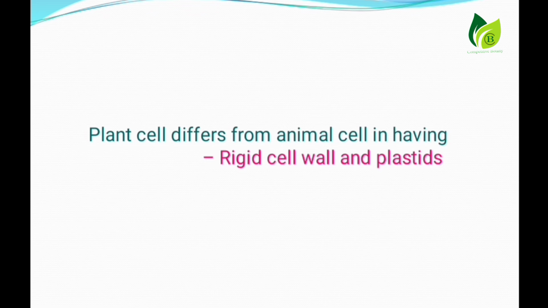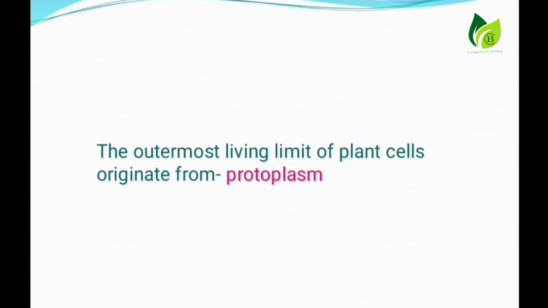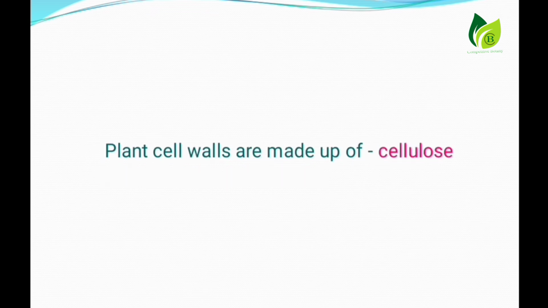Though the cell wall is rigid, but it is permeable to all substances. You should remember. The next question is, the outermost living limit of plant cells originates from what? That means the cell wall originates from the protoplasm. Next question. Plant cell walls are made up of cellulose. Animal cell is not surrounded by cell wall.